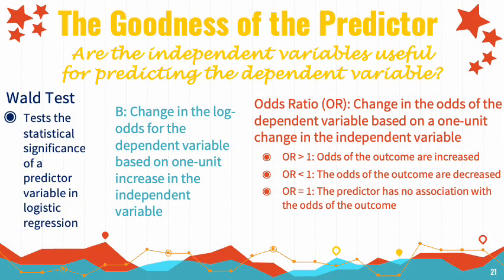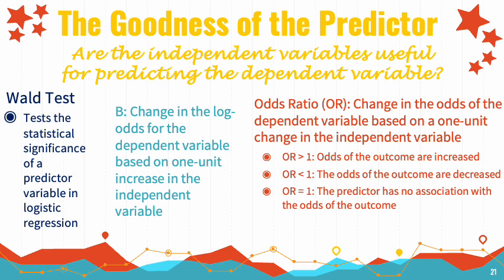Just like linear regression, we need to examine the goodness of the predictor, or the goodness of the independent variable. In linear regression, to determine this, we used a t-test. For logistic regression, we will use the Wald test, which uses the same interpretation method as the t-test. You will use statistical software such as Microsoft Excel or IBM SPSS to run the Wald test.